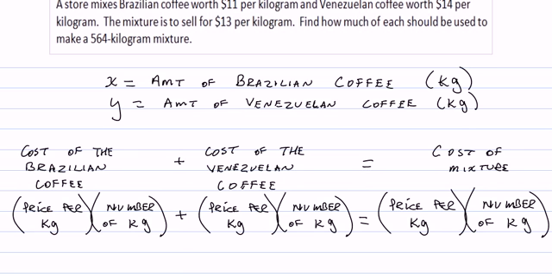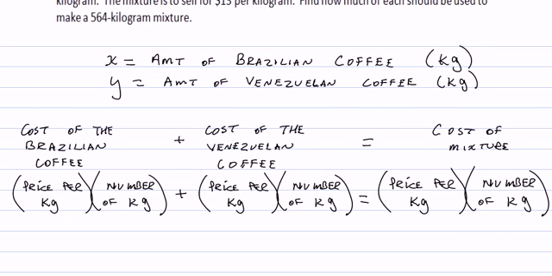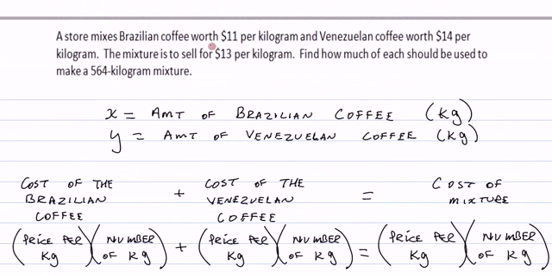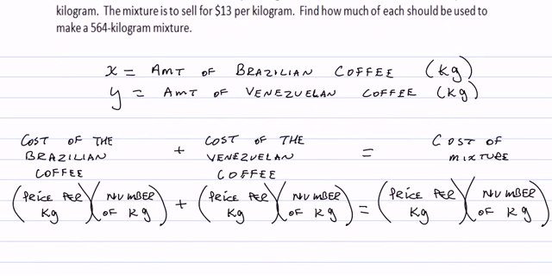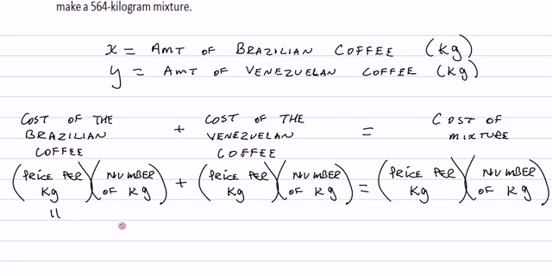You do that for the Brazilian coffee, and the price per kilogram of the Brazilian coffee is $11. So the price is $11. The number of kilograms, well, we said that was x. So we've got here 11 times x. And then the price per kilogram of the Venezuelan coffee was $14 per kilogram times the number of kilograms, and we said that was y. That's going to equal the cost of the mixture.